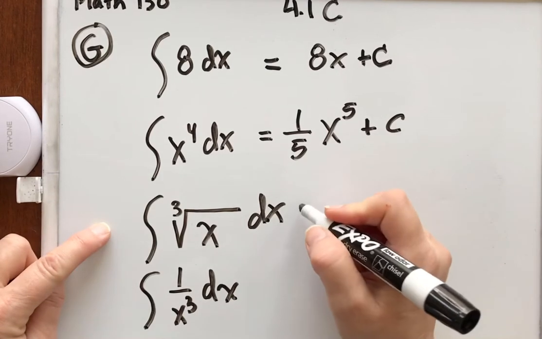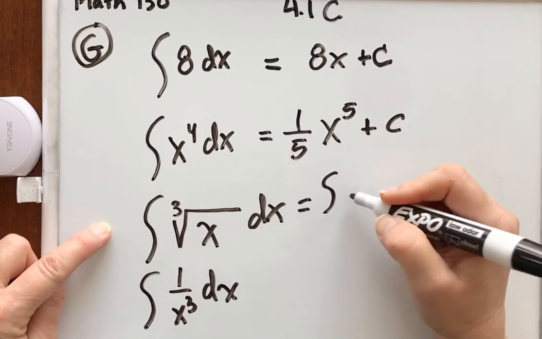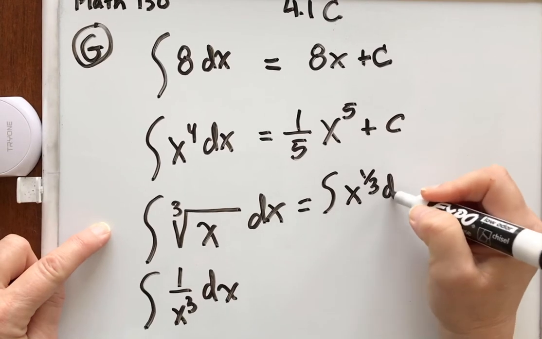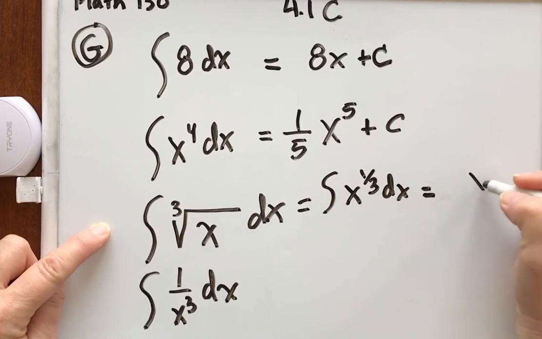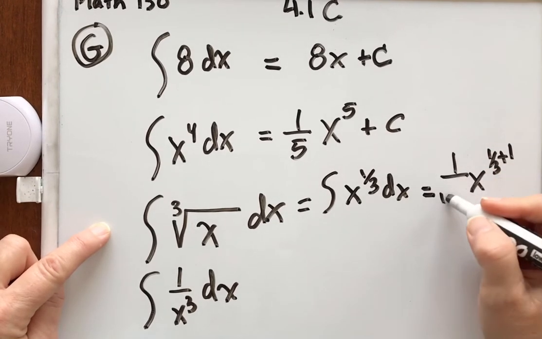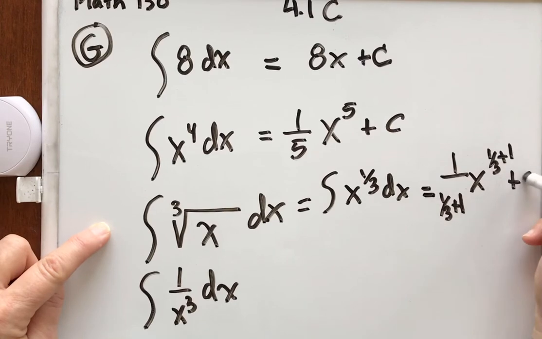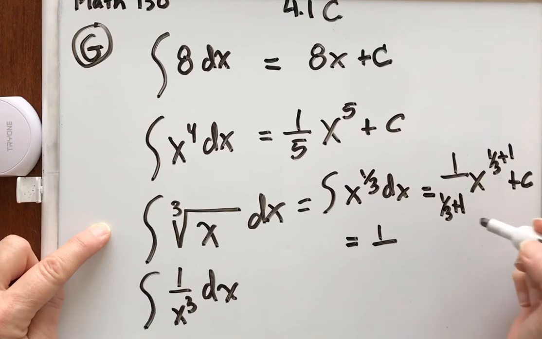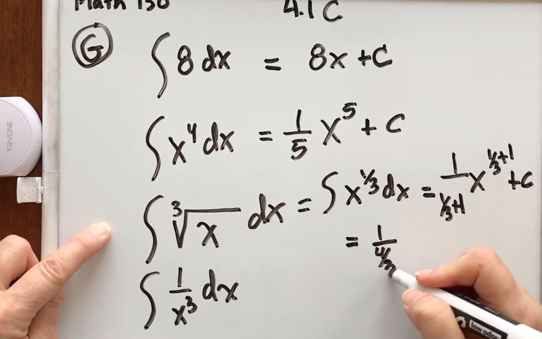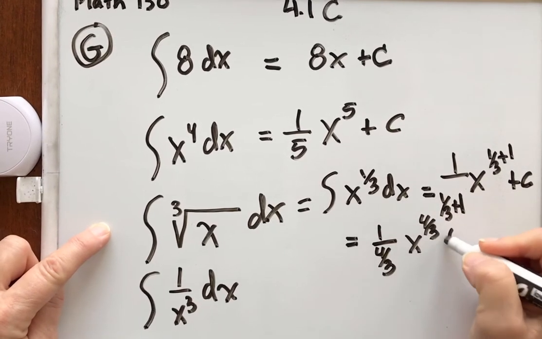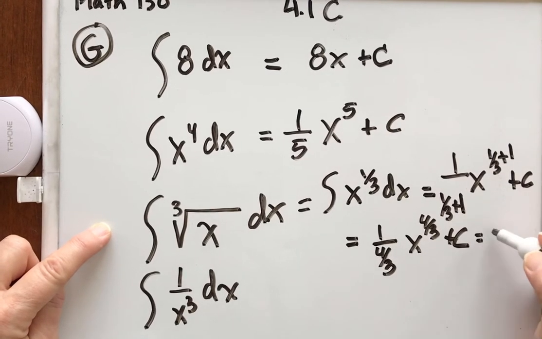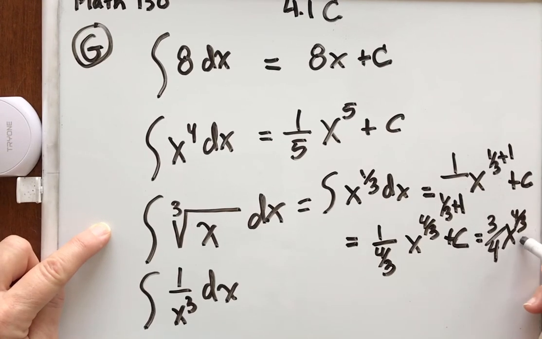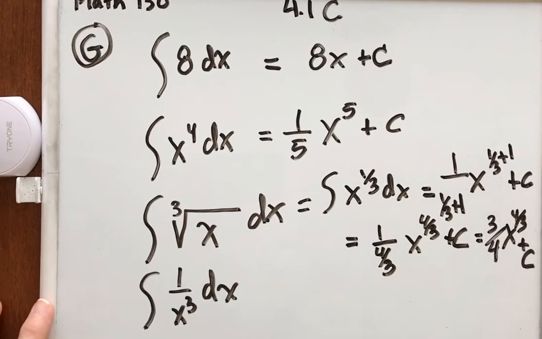Okay, this one we're going to change to the integration of x to 1/3 dx. So in here we're going to add 1/3 plus 1, all over 1/3 plus 1 plus c. And that ends up being 1 over 1/3 plus 1 is 4/3, x to 4/3 plus c, and that will just equal 3/4 x to 4/3 plus c. Put a little c in there.